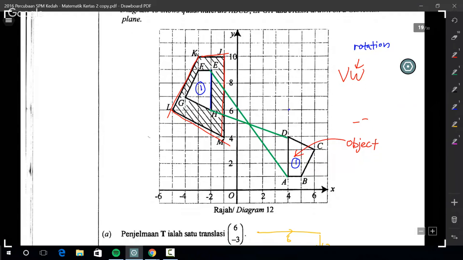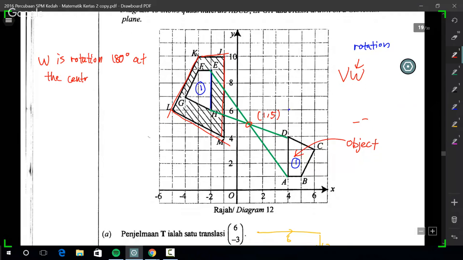Okay, so this is the center point. The center point is basically (1, 5). So W is already solved. W is rotation 180 degree. For 180 degree, you don't need to write clockwise or anti-clockwise. At the center (1, 5). Right, it's very easy.